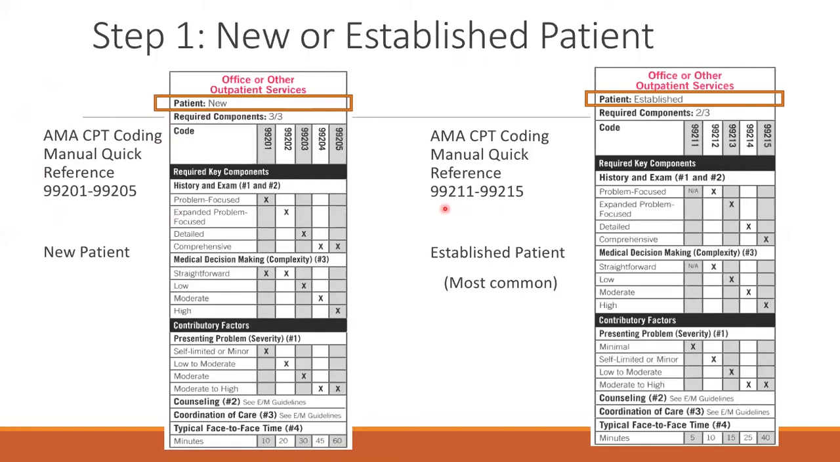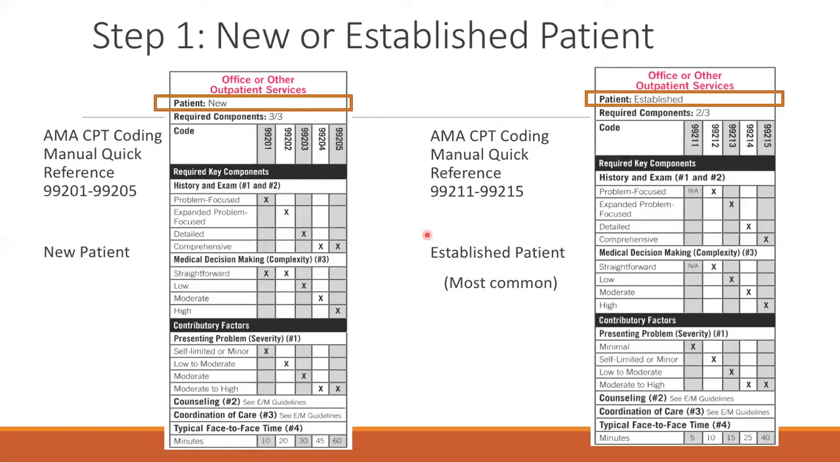A new patient uses the codes 99201 through 99205. The 0 designates that it is a new patient to the provider. 99211 through 99215 is an established patient. And because most pharmacists are working on collaborative practice agreements, most of the time in Oregon, pharmacists are billing established E&M codes. And the required components for new versus established are different.